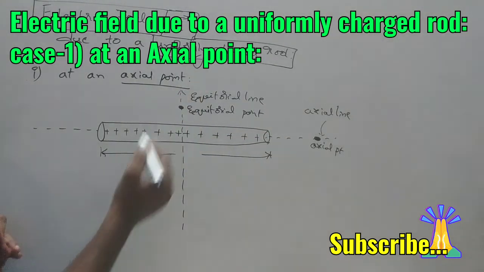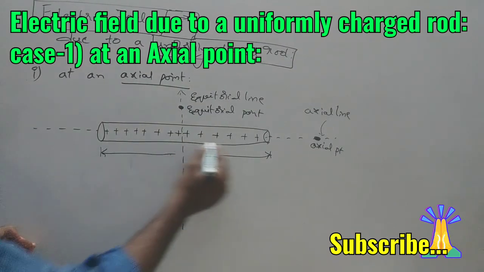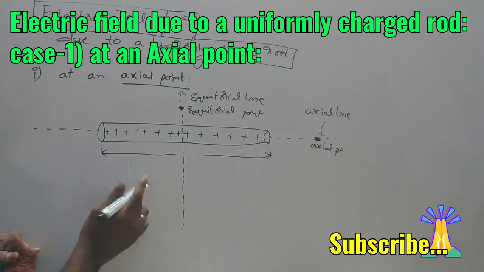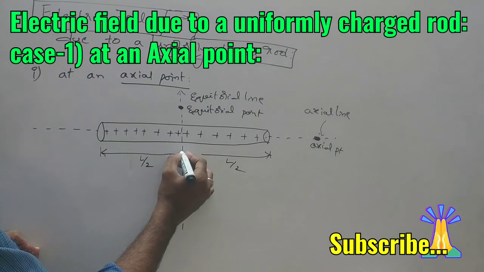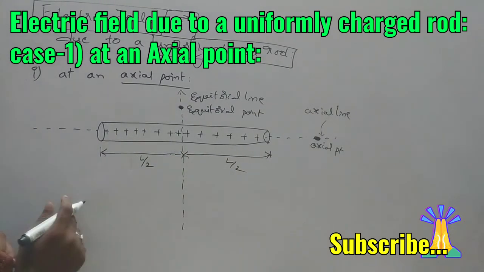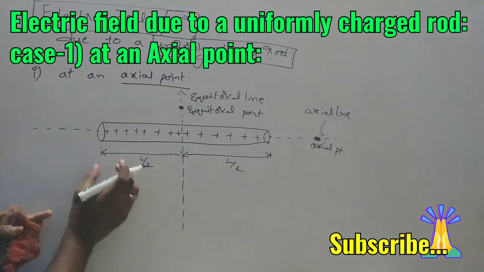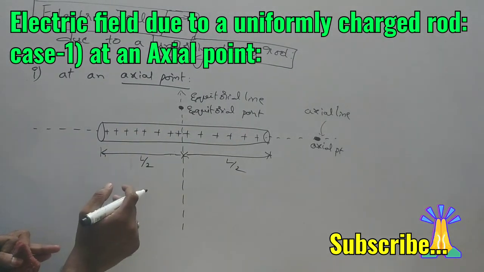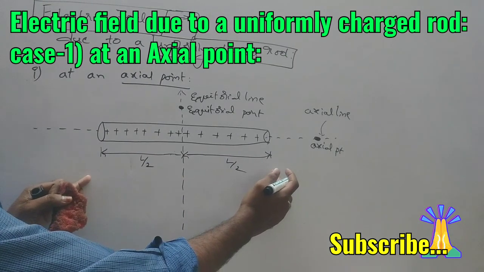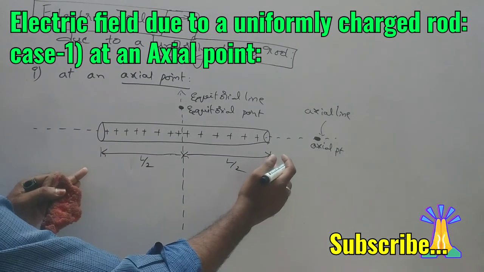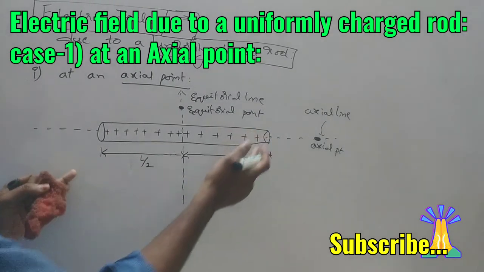What does uniformly charged body mean? It means that throughout the length of the body, charge is distributed uniformly. For example, this is L by 2 and this is L by 2, and the total length is, let us suppose, 10 meter, and the total charge is 10 coulomb.